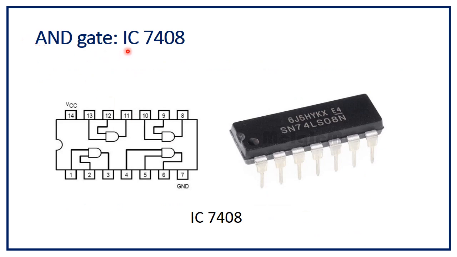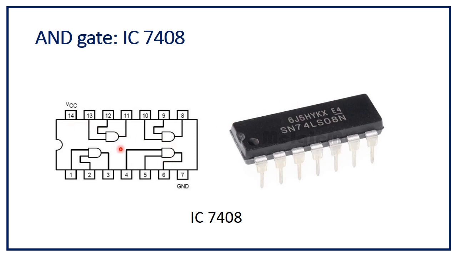AND gate. IC 7408 is the AND gate IC. This is a 14 pin IC. It has 14 pins and we count the pin number. Suppose this is a notch, then this will be pin number 1, 2, 3, 4, 5, 6, 7. Pin number 7 is the ground pin. 8, 9, 10 up to 14, and 14 will be VCC.